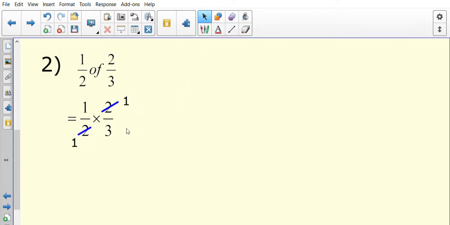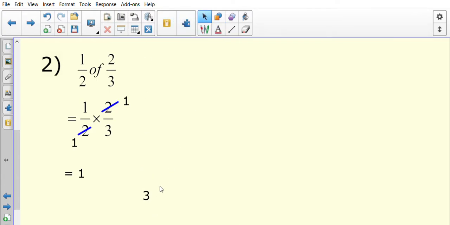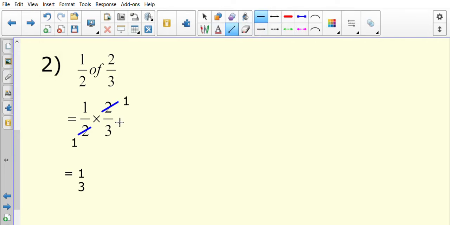So now I can multiply these fractions using my new numbers. So the numerators on the top, I have 1 times 1, which is 1. And on the bottom, the denominators, I have 1 times 3, which is 3. So that's your new fraction, or the answer to a half of 2/3 is 1/3.